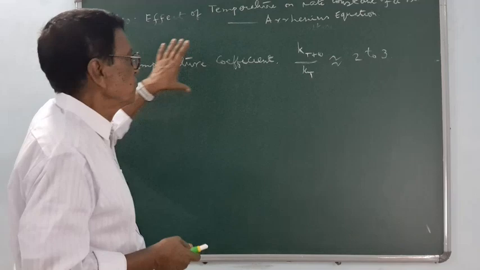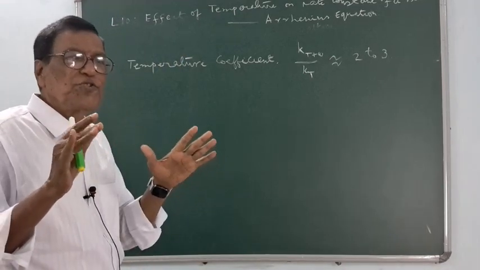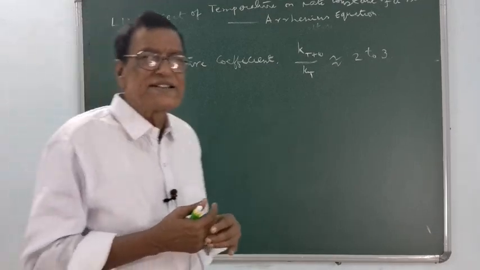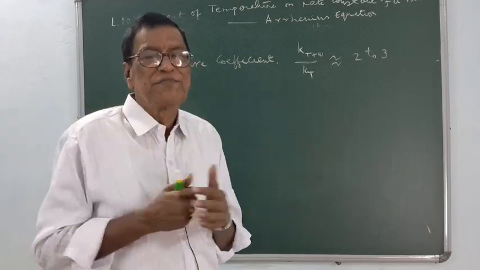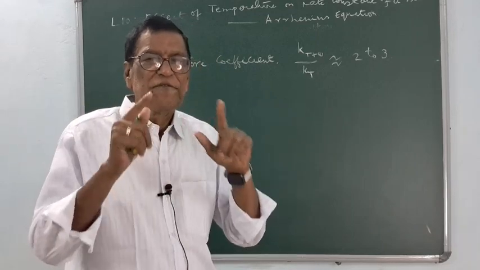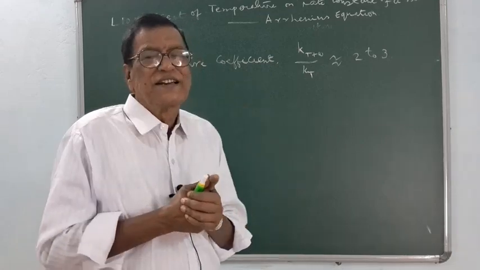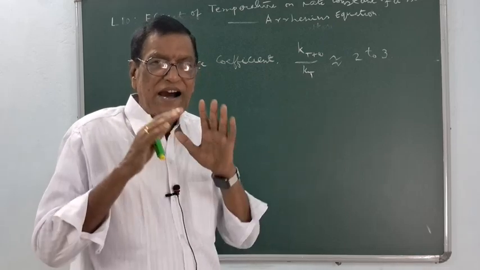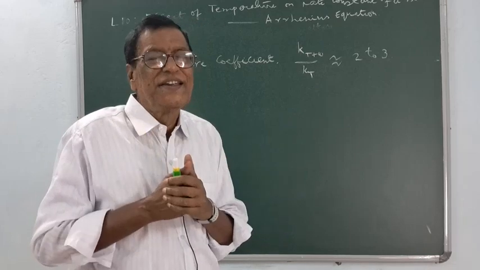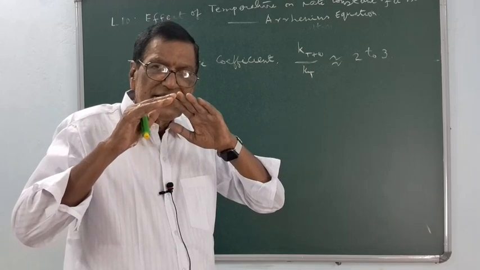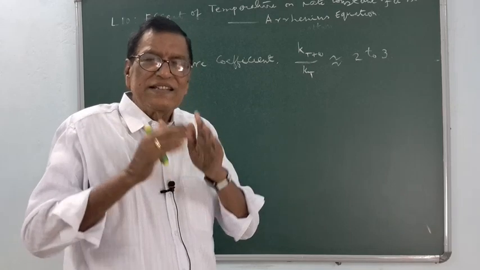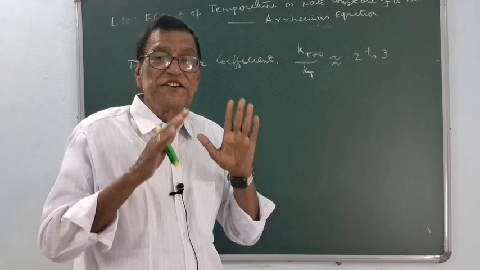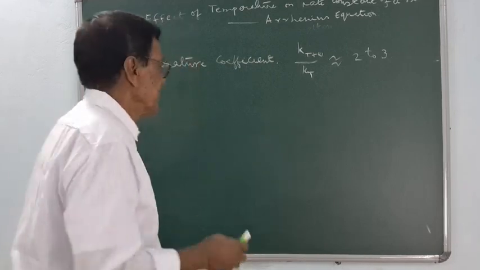So it is the temperature coefficient of a reaction, which is also a very important or popular term. So long we have been discussing the qualitative features of the effect of temperature on the rate and hence the rate constant. Now I will be coming to describe the accurate relation between the temperature and rate constant.